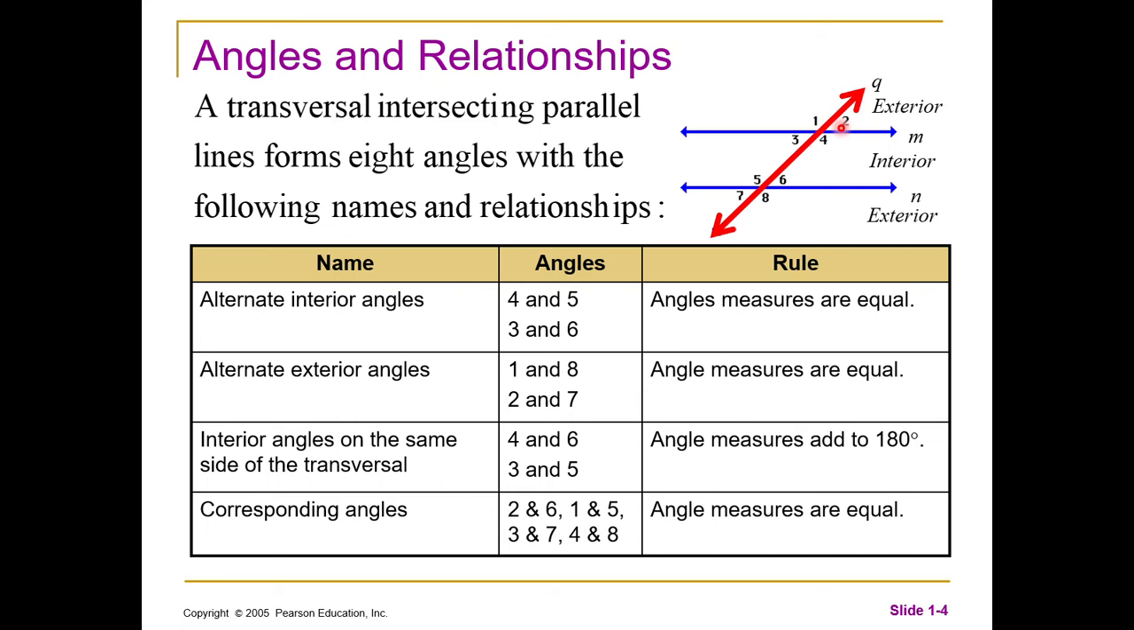Pag sinabi mo interior angles on the same side of the transversal, we have 4 and 6. Pag inadd mo dalawa, 180 degrees. And then, 3 and 5. Pag inadd mo rin yung dalawang angle na yun, 180 degrees. And then, corresponding angles, 2 and 6, 1 and 5, 3 and 7, 4 and 8. Angle measures are equal.